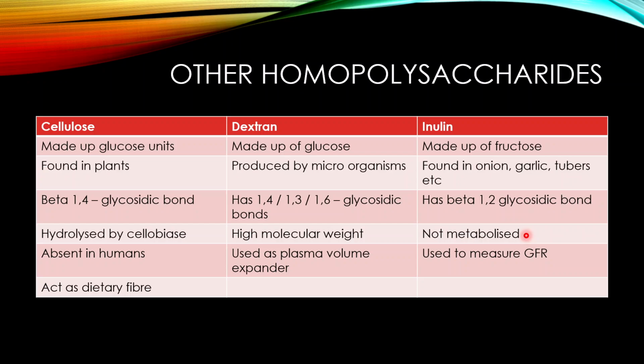And inulin is used to measure the GFR, which is glomerular filtration rate, which is a function of the kidney. So basically inulin is used to assess how well the kidneys are functioning. Okay, so we measure the GFR, which in turn measures the function of the kidney.